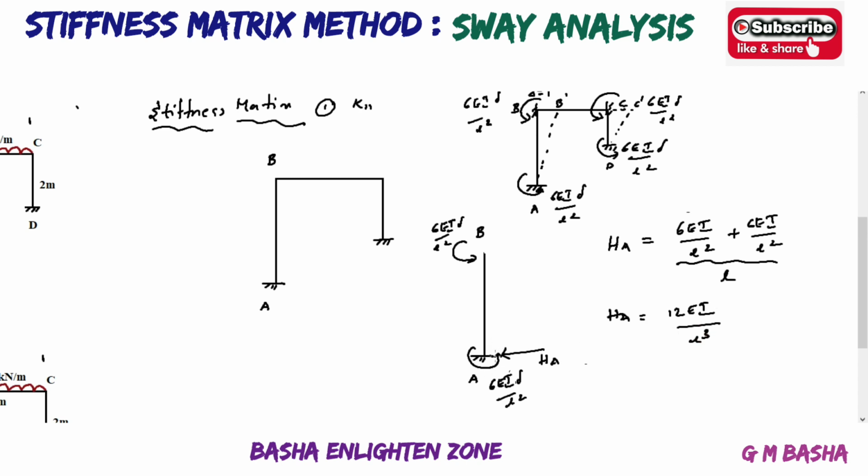These two are acting anti-clockwise and this is acting opposite to that one, which is clockwise. Therefore, the negative will be cancelled. You will get HA equal to 12EI by L cube directly.